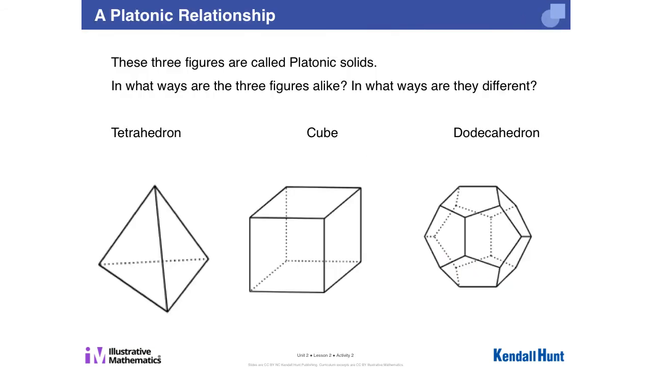To start out here, we're looking at these three figures, a tetrahedron, a cube, and a dodecahedron. And your job is to just figure out in what ways are these three figures alike, and in what ways are they different. Go ahead.